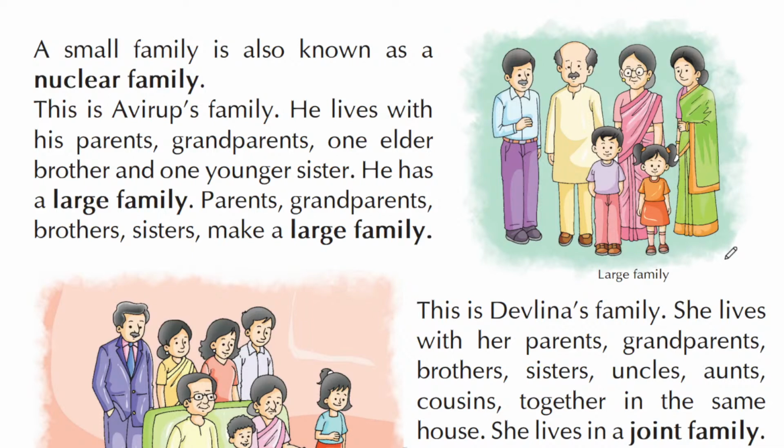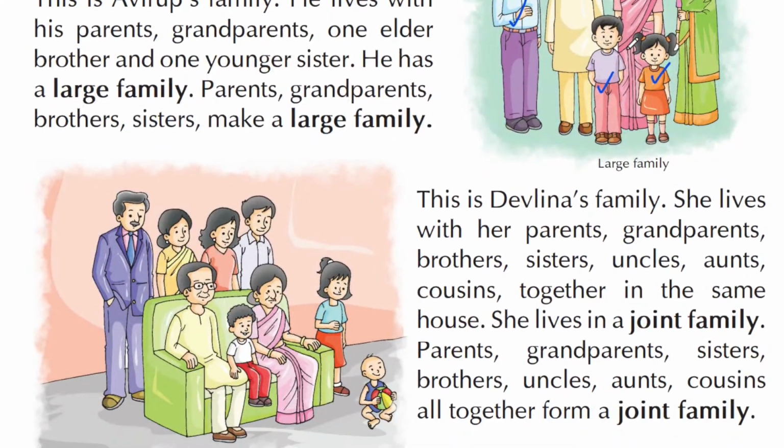So you can see, how many members are there in his family? There are 7 members. First is Abhirup himself, then the younger sister, then the elder brother, father, mother, and grandparents. That is why they have a large family. Parents, grandparents, brothers, sisters make a large family. So what is a large family? A large family will have parents, grandparents, brothers, sisters. Okay.